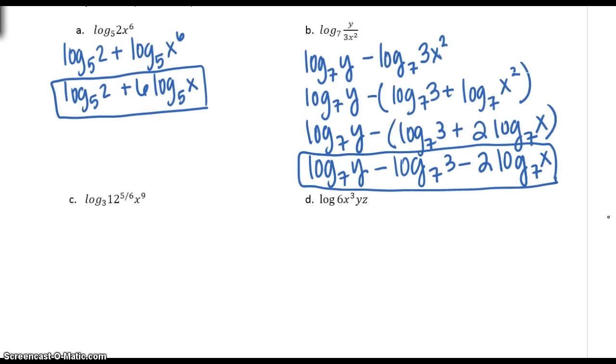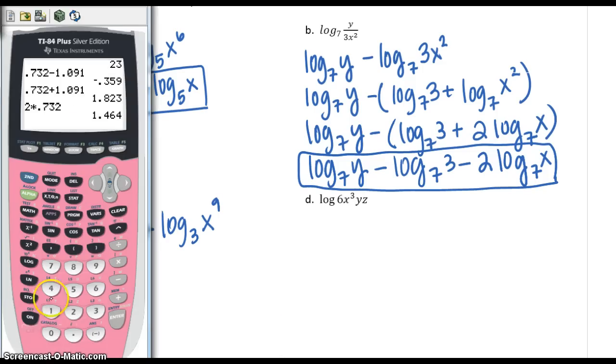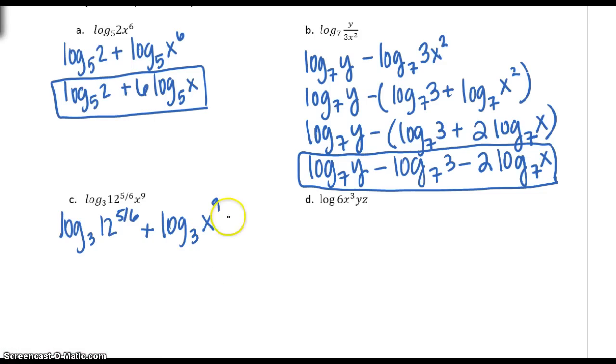Let's look at C. So log base 3 of 12 to the 5/6, oh my goodness, okay. So first things first, let's bust those up because they're multiplying. So log base 3 of 12 to the 5/6 plus log base 3 of x to the 9th. Okay, well, I don't know if 12 to the 5/6 will give us anything. I like to always try it. Oh, need a parenthesis. No, it's disgusting. Okay, so we'll just bring the 5/6 up front.